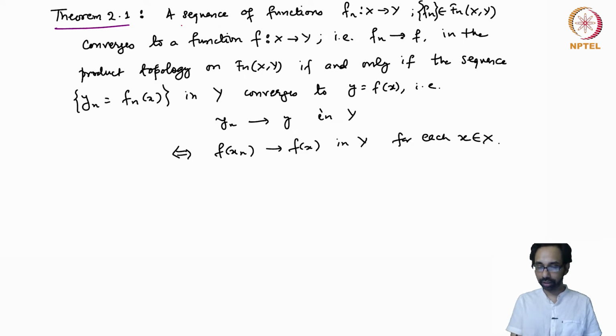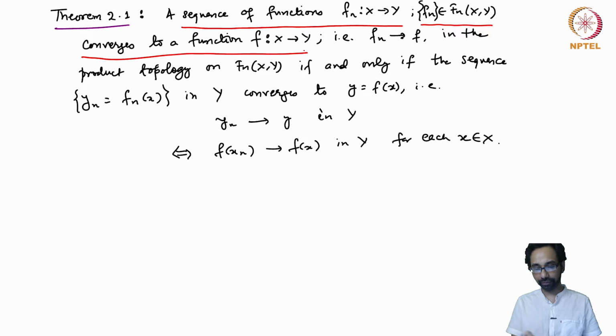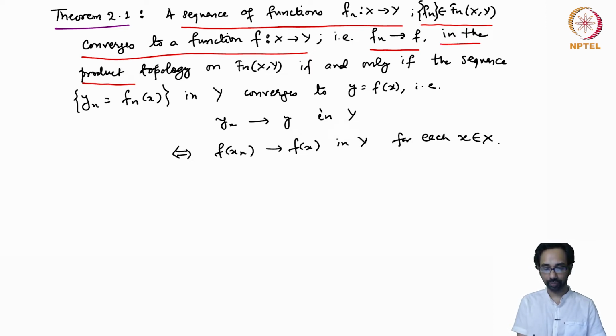So for this we consider a sequence of functions f_n. Each f_n is a function from X to Y, and so this sequence is considered in the set of all functions Fn(X,Y). Suppose that this converges to a function f from X to Y. In the notation that we used before for convergence of sequences, f_n converges to f, and the topology that we are considering for this convergence is the product topology on Fn(X,Y).